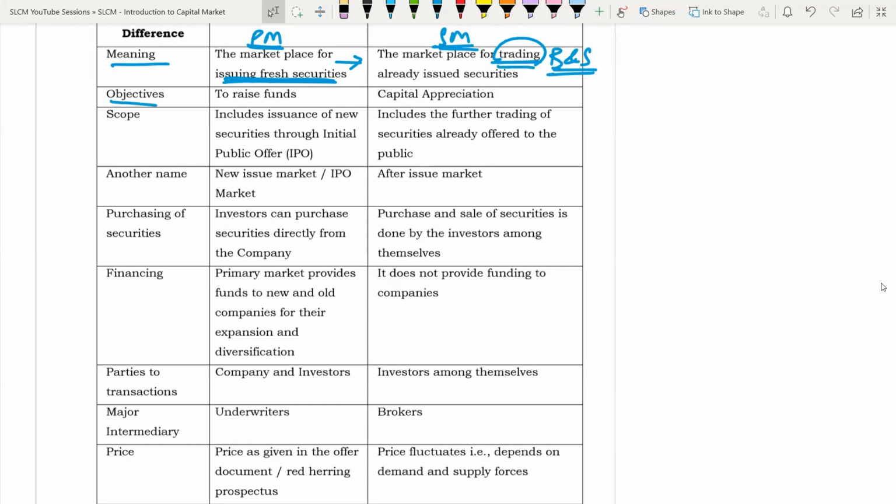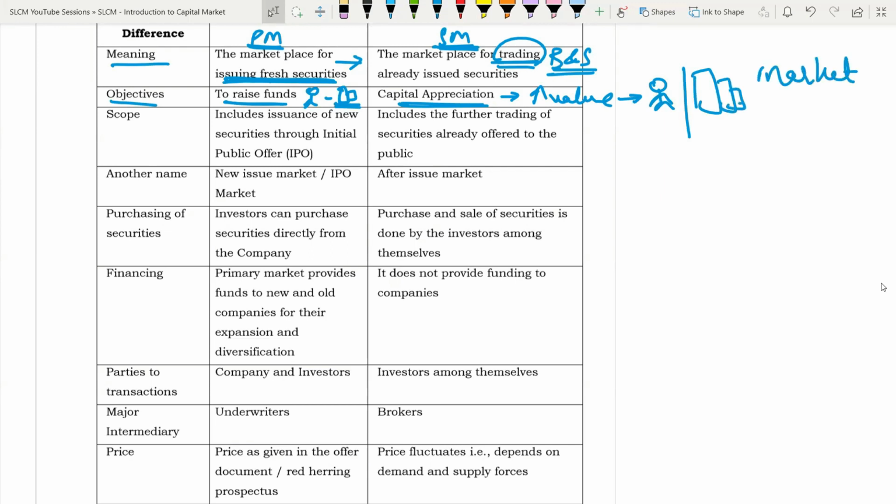What is the objective of the primary market? It is to raise funds for the business. So the money from the investor goes to the bank account of the company. Here the funds are raised and given to the business to fulfill their requirements. What is the objective of the secondary market? It is capital appreciation. Like I already told you, capital appreciation means an increase in the value of the securities. This increase in value is helpful for the investors because they make a profit over it. And it is also helpful for the companies because their market capitalization is going to increase.